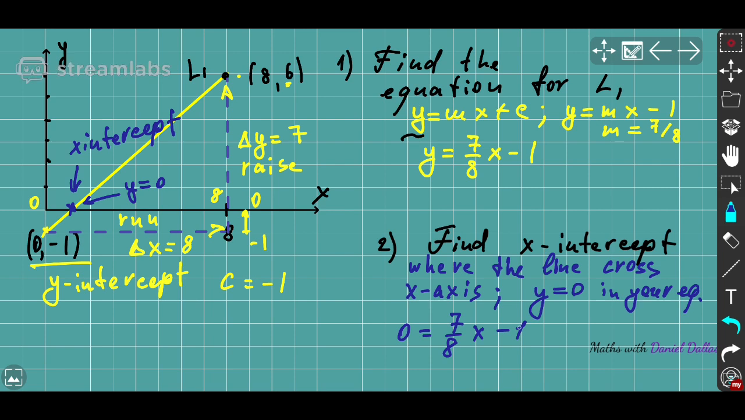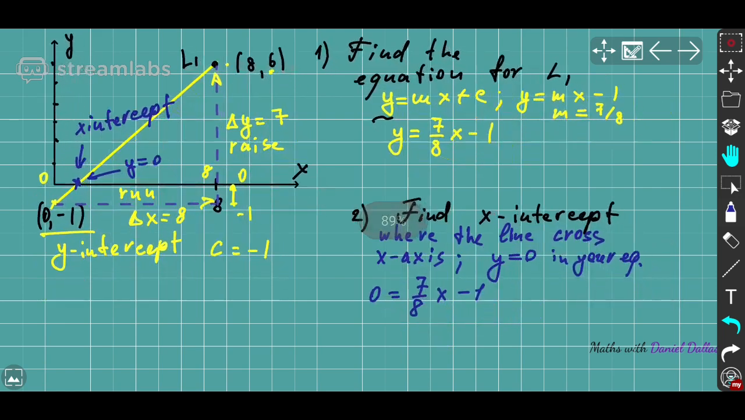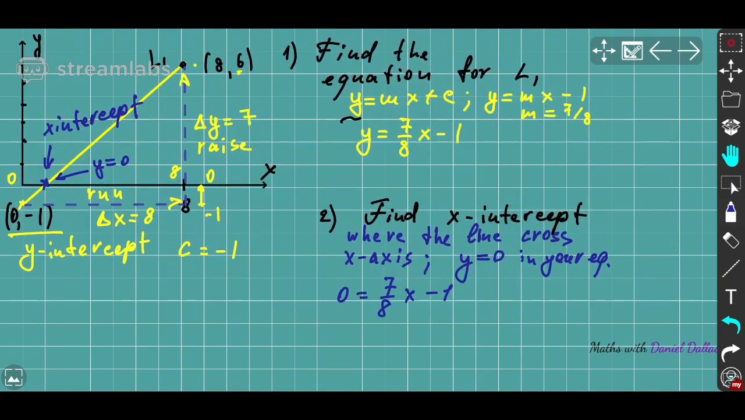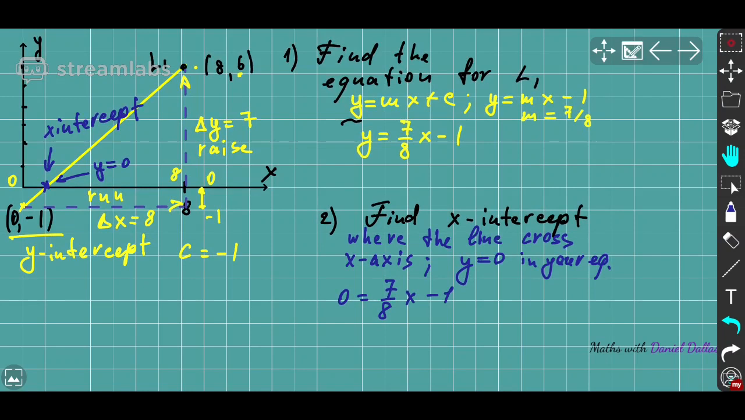Yeah, but you have an equation right now, yeah? 0 equals 7 over 8x minus 1. How to solve this equation? Simply, what do you need to do? You just need to find x. So, in other words, you need to make x the subject.